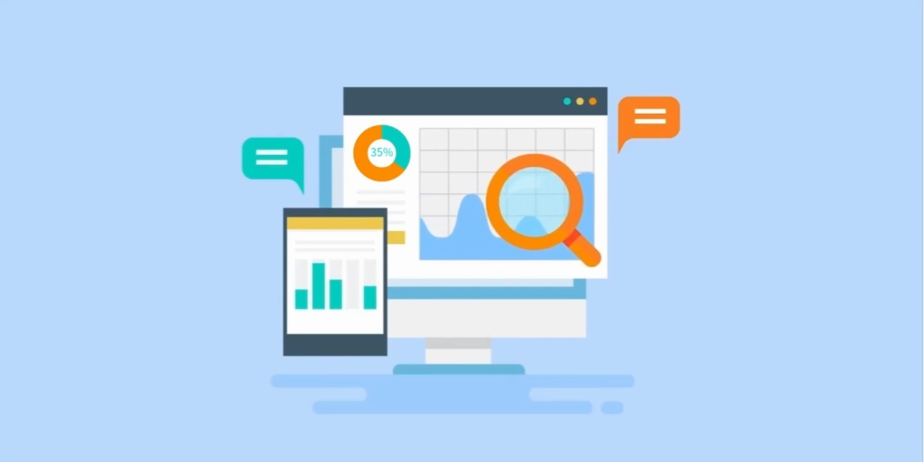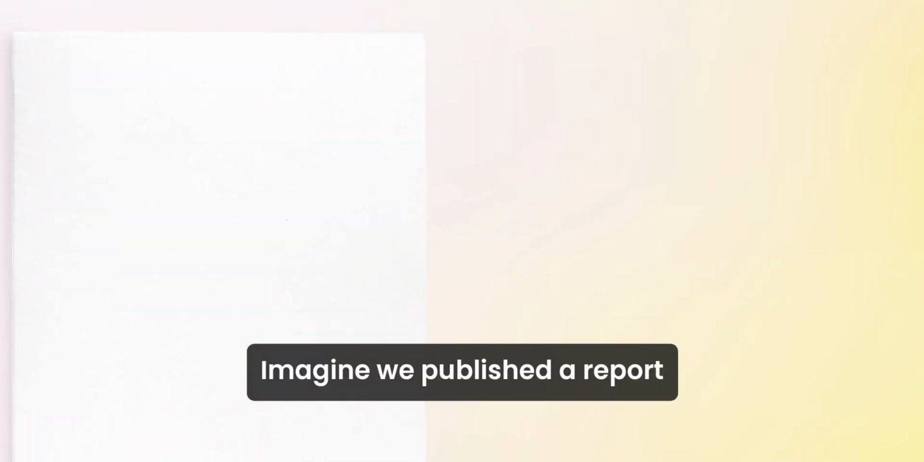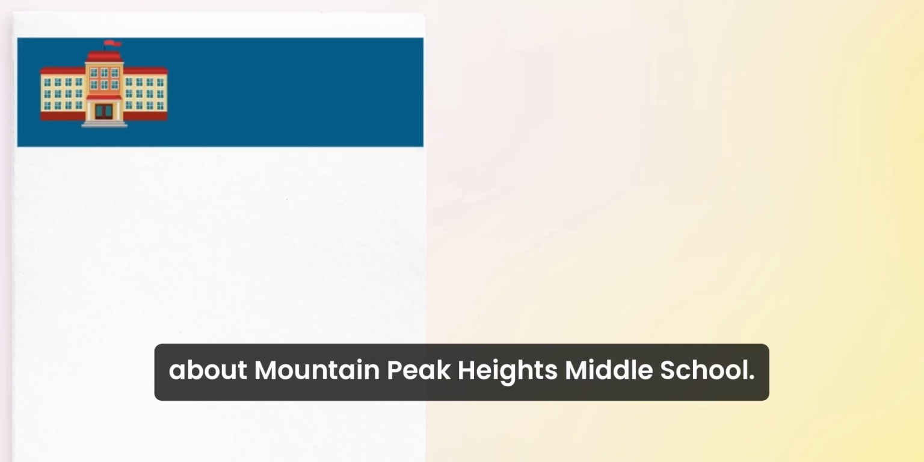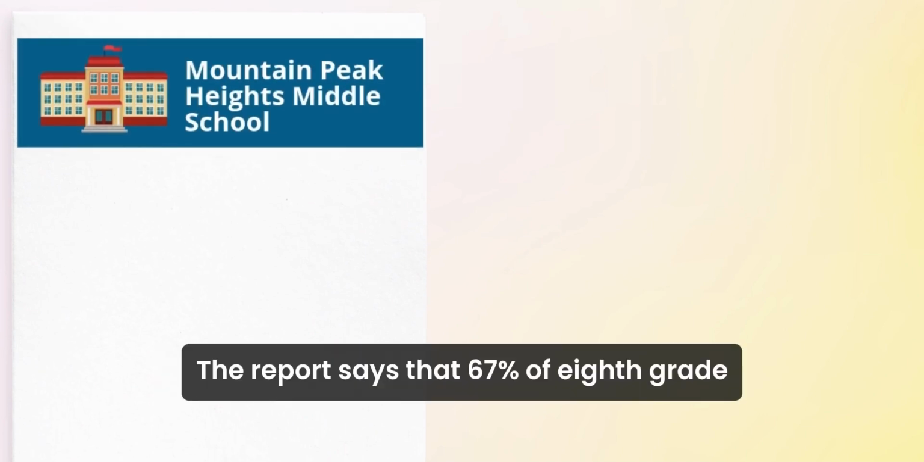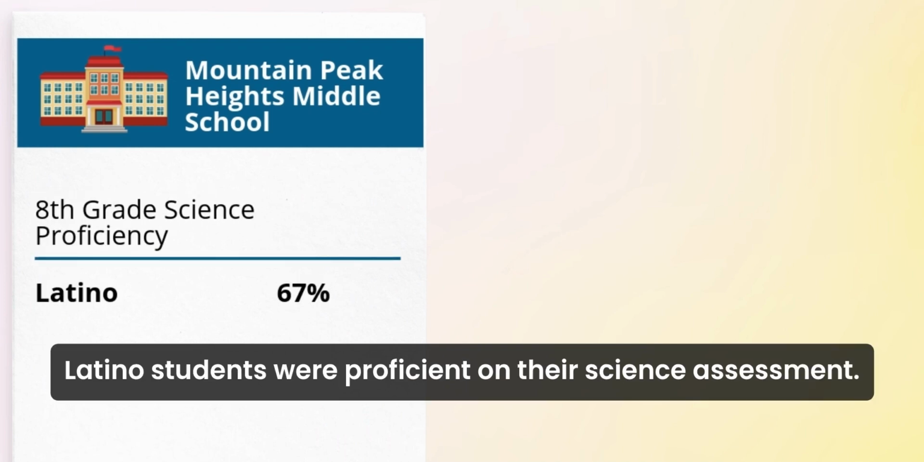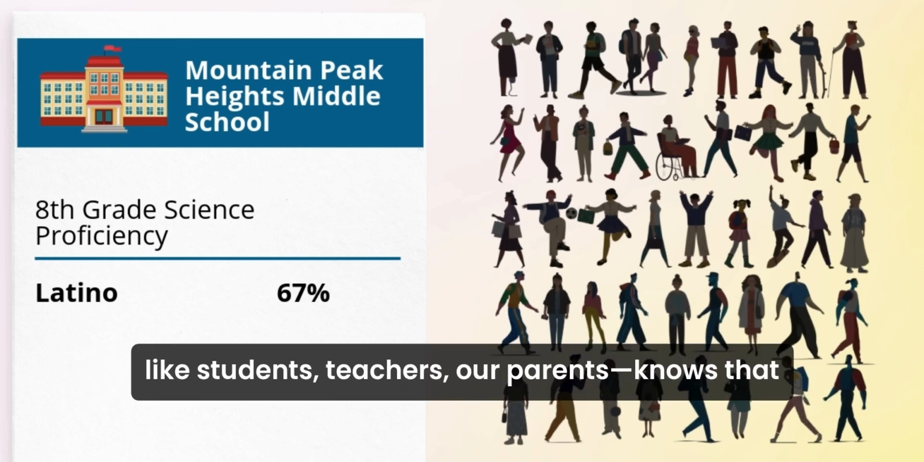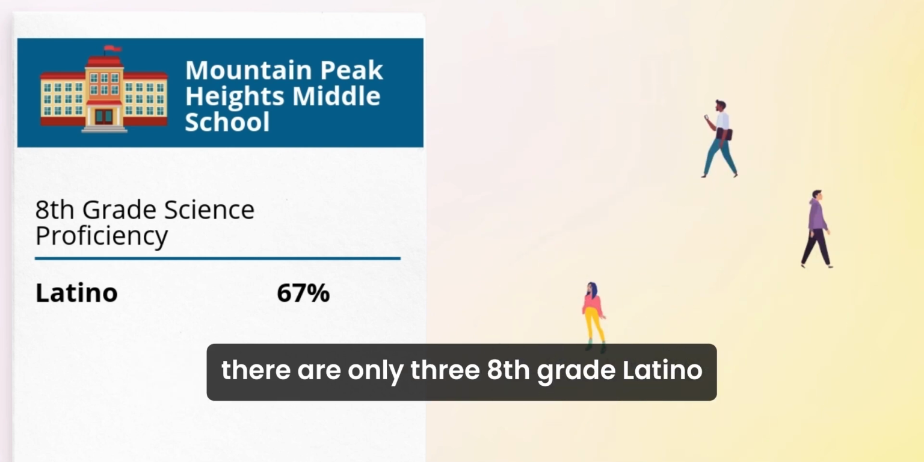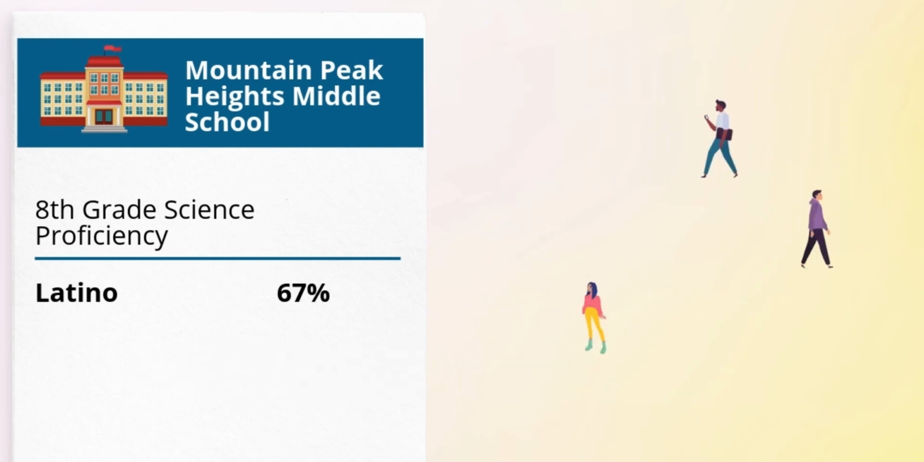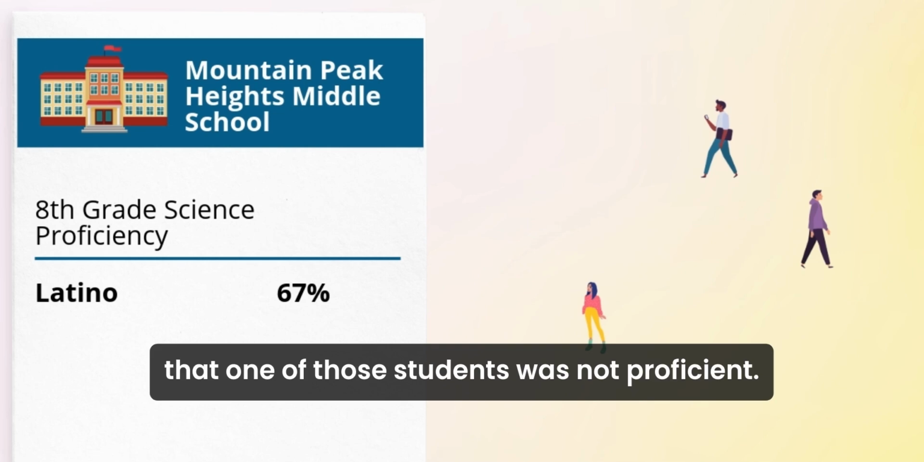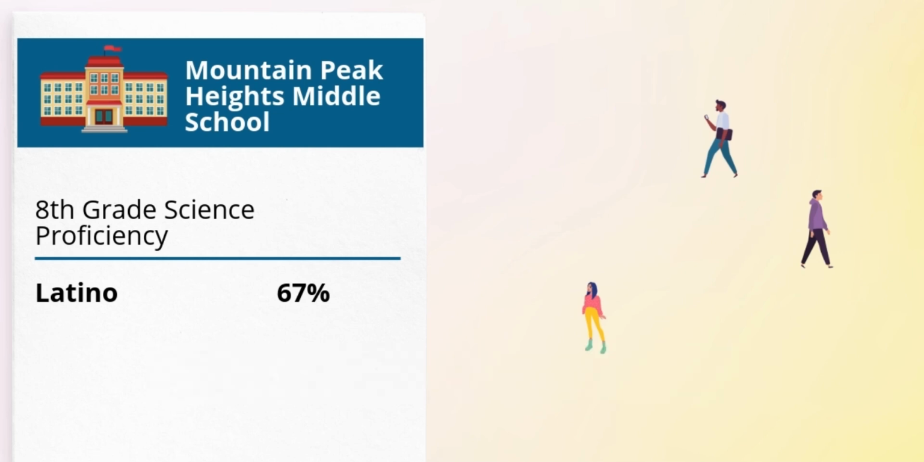Here's an example. Imagine we published a report about Mountain Peak Heights Middle School. The report says that 67% of 8th grade Latino students were proficient on their science assessment. Well, imagine that someone in the school community, like students, teachers, or parents, knows that there are only 3 8th grade Latino students who attend the school. They could determine that one of those students was not proficient.